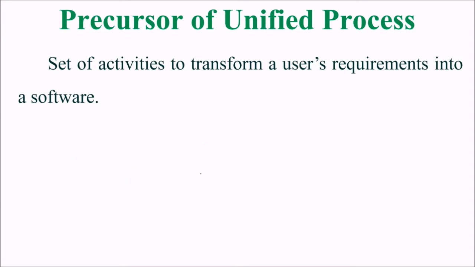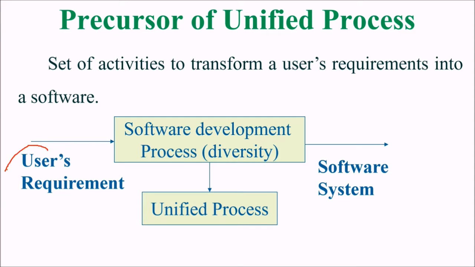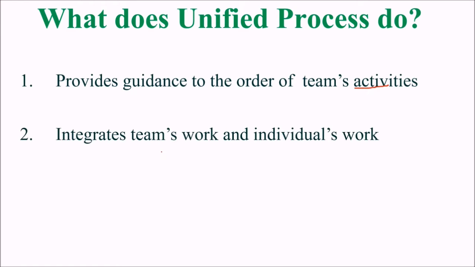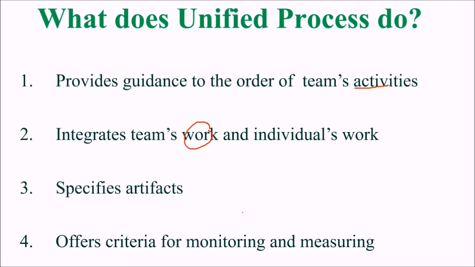So let us see the precursor. That means we want the user requirement to be transformed into the software system. Here we have the diversity, that is the software development processes, and the outcome is the unified process. So what does unified process actually do? It provides us with guidance on the order of teams' activities, integrates team work and individuals' work, and also specifies the artifacts, the documentation, and the other deliverables. It also offers criteria for monitoring and measuring.